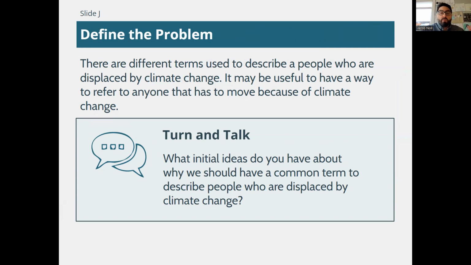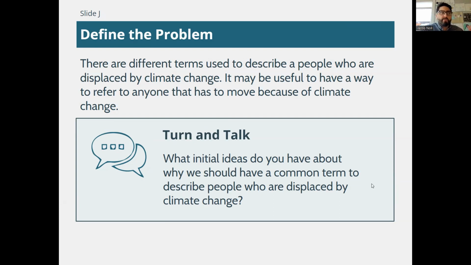And so let's consider a question. What initial ideas do we have about why we should have a common term to describe people who are displaced by climate change? Take a moment, consider why we should have a single term. What advantage might it have? And what disadvantage might we be trying to avoid?